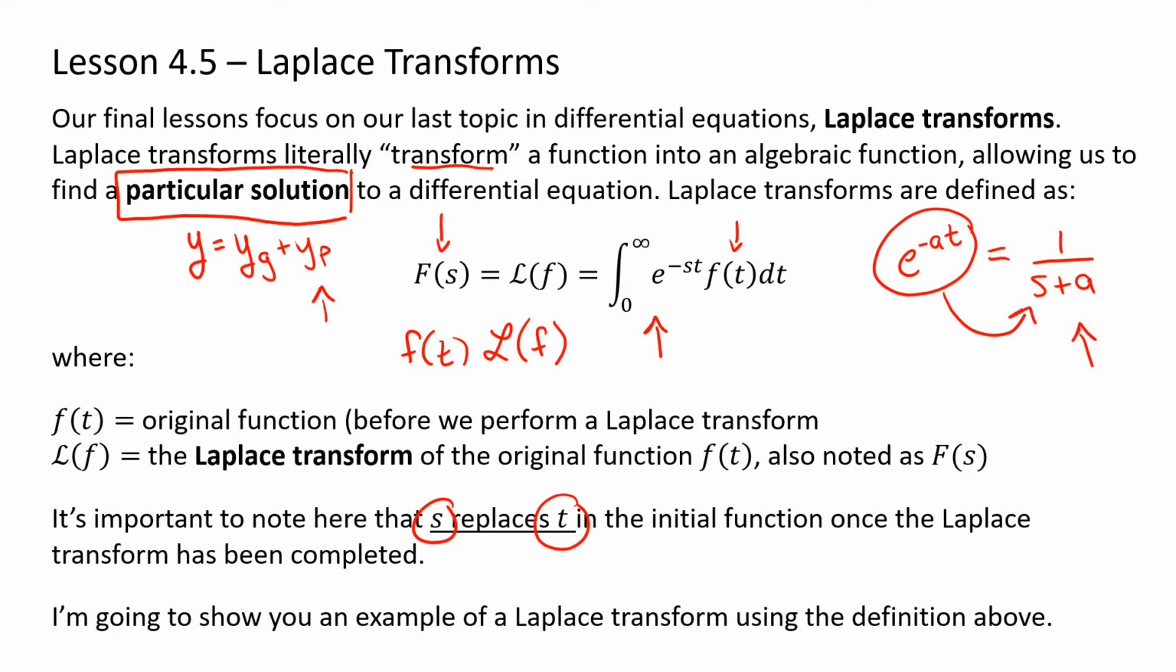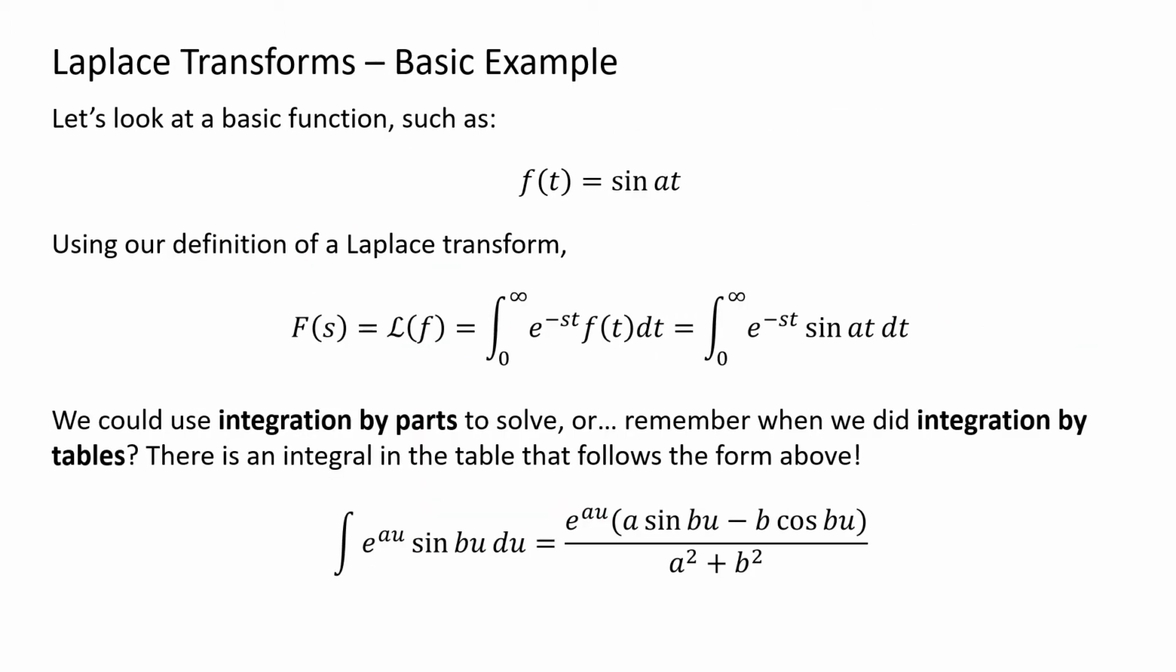Okay, so why don't we start by simply doing an example using exactly this formula that we have here and solving for a Laplace transform. So let's start with a function. Remember, I said that we started with a function of t. In this case, we'll use the sine function, sine of a times t, where a is a constant. And in this case, it's a function of t.